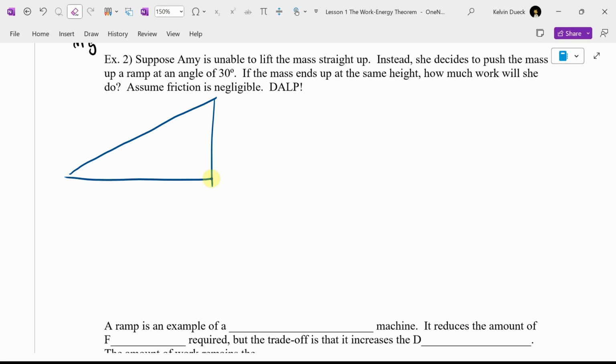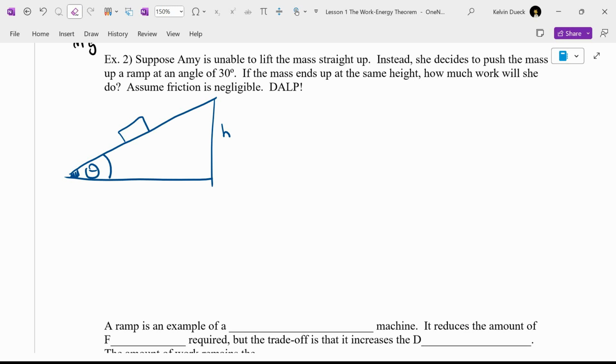And I'm going to do this generically. Instead of putting 5 meters, I'm just going to label that with an H for height. Instead of putting 30 degrees, I'm just going to put a theta there. And let's suppose, Riley, we're partway up the ramp. She's pushing it up the ramp.